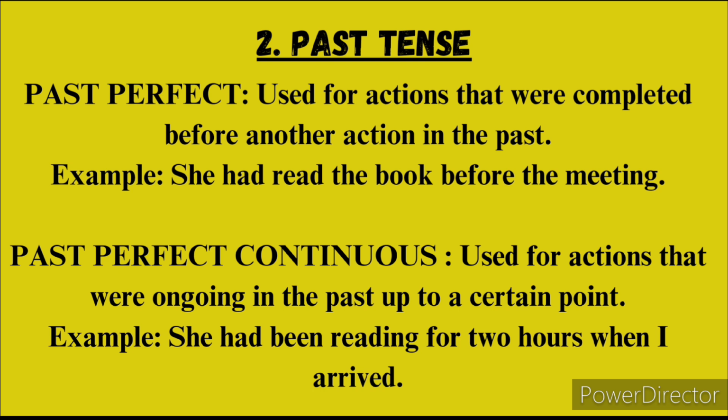Past perfect, used for actions that were completed before another action in the past. For example, she had read the book before the meeting. Past perfect continuous, used for actions that were ongoing in the past up to a certain point. For example, she had been reading for 2 hours when I arrived.